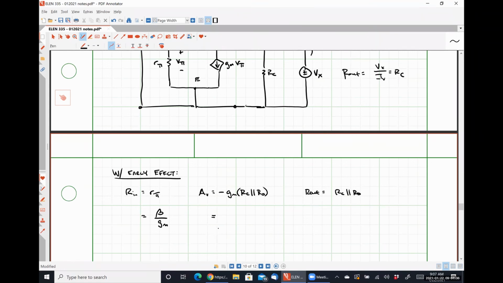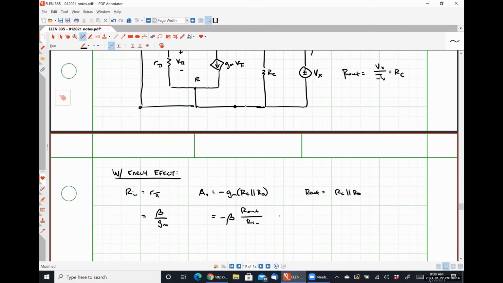So if we recognize that R pi is beta over GM, what our voltage gain for this guy turns out to be is simply negative beta R out over R in. So this simple relationship lets us figure out how to get a specific gain by choosing values of our input and output impedance. This is another way to help us with design for an amplifier like this, okay? Pretty simple and straightforward relationship there. Works even with the early effect included.